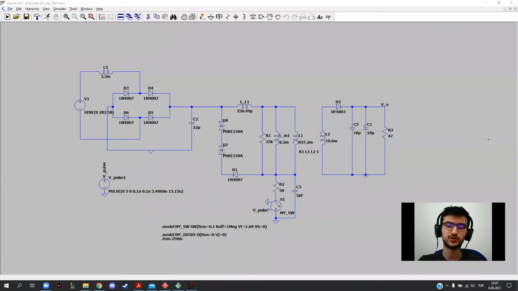I'm a student from Bilkent University and this is my project for the EEE419 Power Electronics course. In this project, I designed a flyback converter which converts 220 volt RMS AC to 12 volt DC.